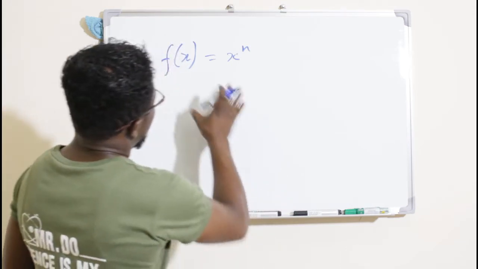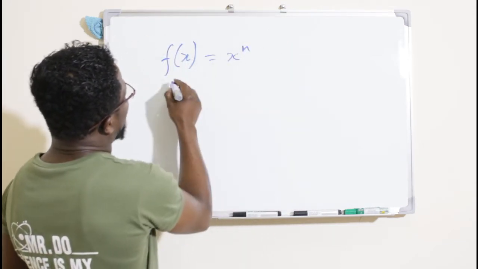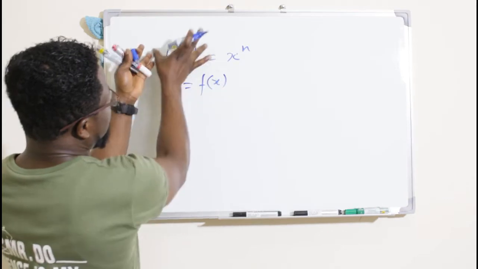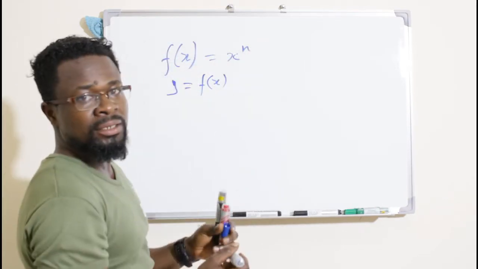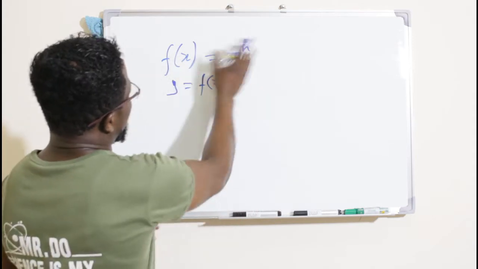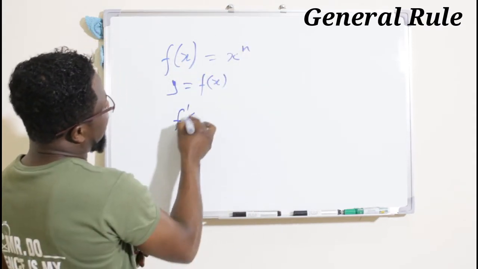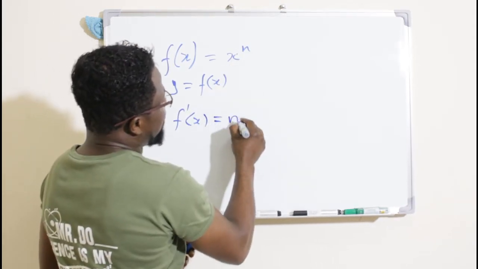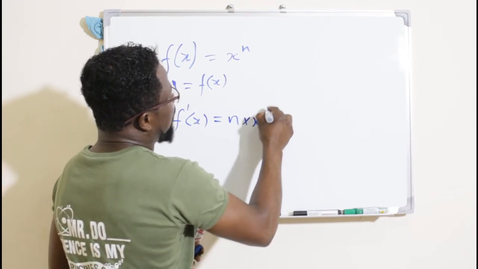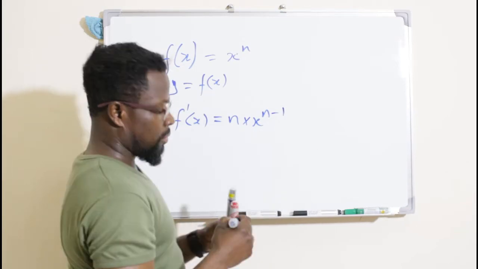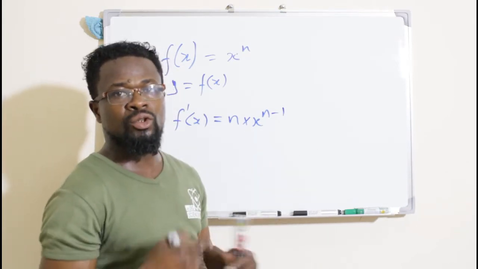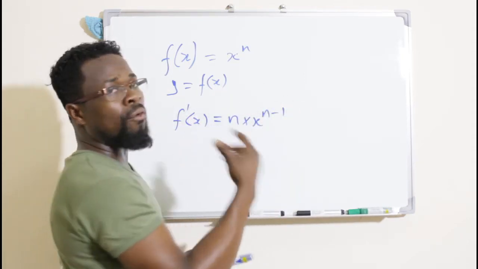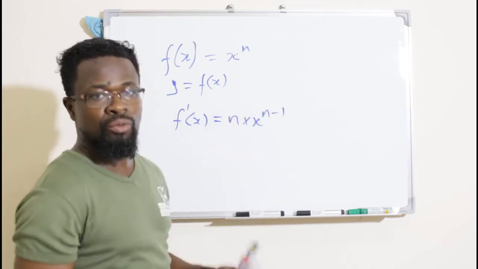Now let's look at it. The general rule for this, we can simply write y also equals f of x, so in place of this I can replace it with y. The general rule is that if I take the derivative, f prime of x, it is going to be n multiplied by the function we were given to the power n minus 1, because we are talking about differentiation, the difference. This becomes the general rule for differentiation, or what we call the differentiation rule.